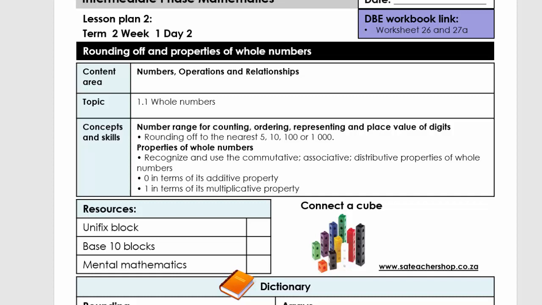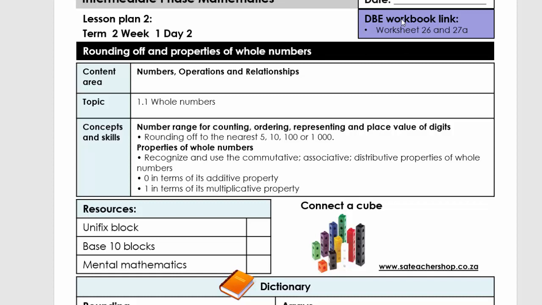Good day, everybody. Today we're going to do lesson plan number 2, grade 5, term 2. We're going to do two concepts, so I'm going to divide this lesson into two videos. We're first going to look at rounding off, and then in the second part of the videos, we're going to look at the properties of whole numbers.